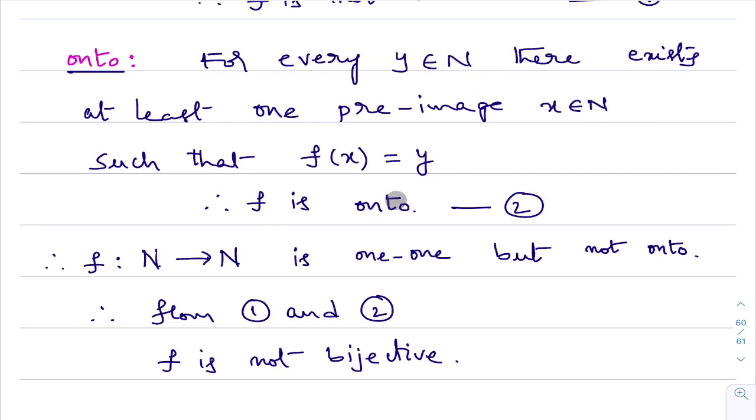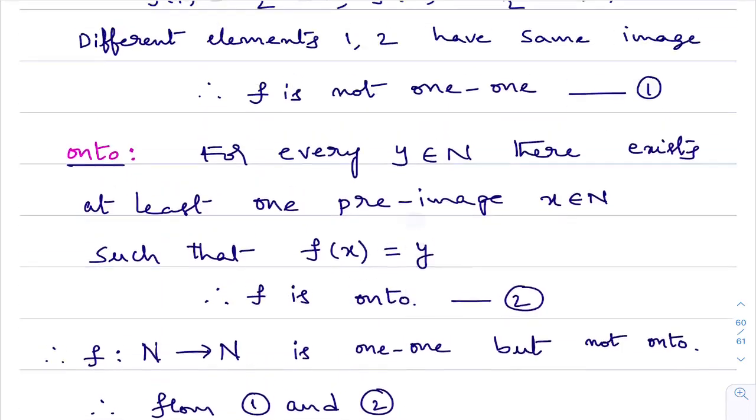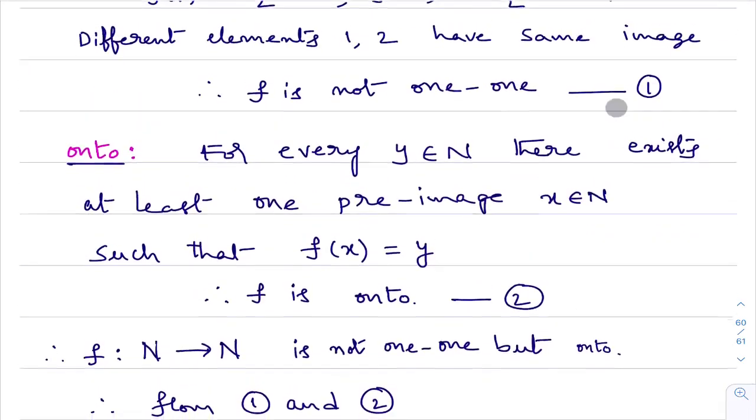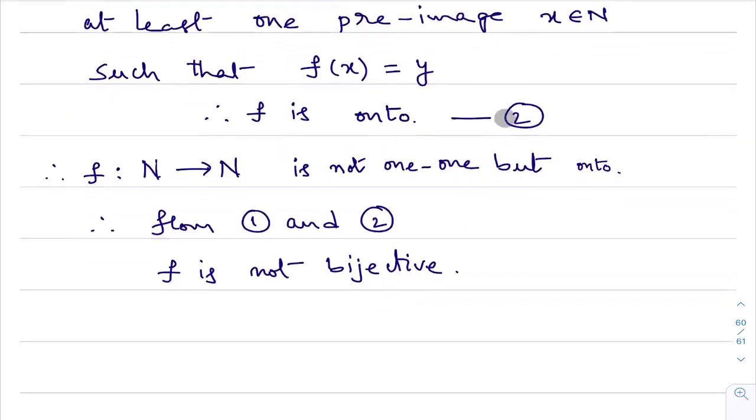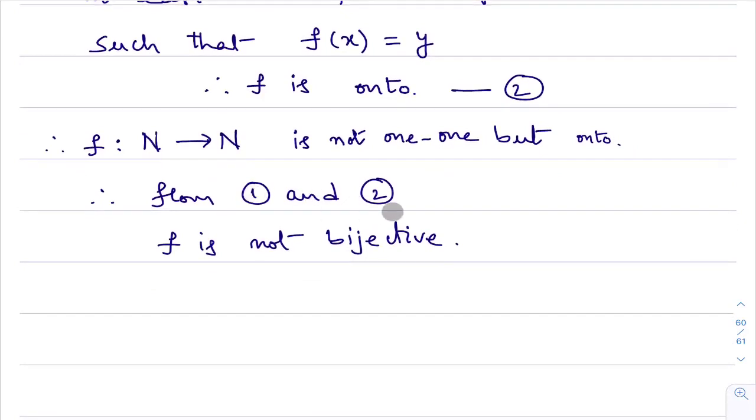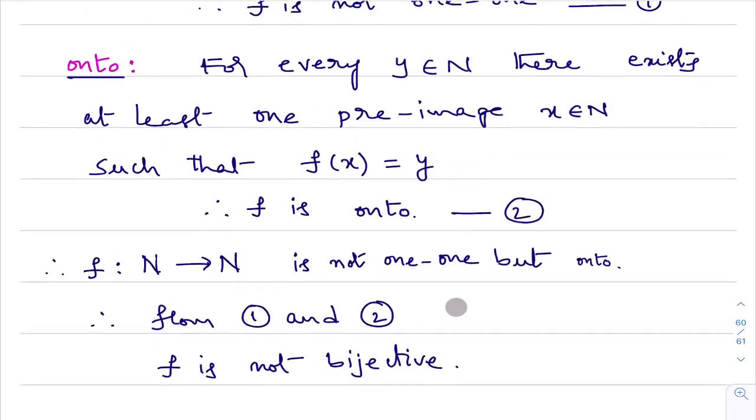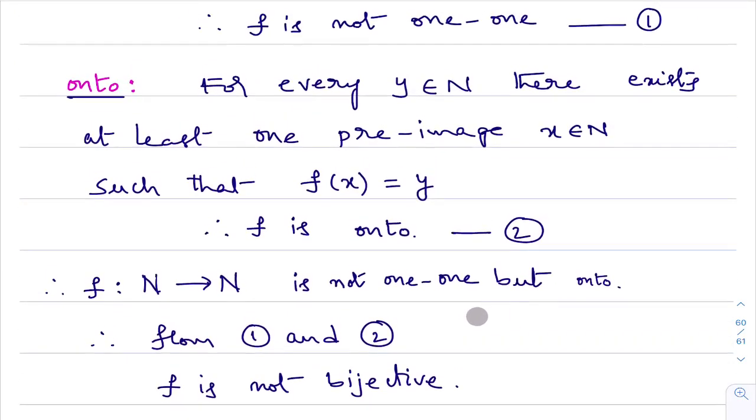Instead of this, you can write like this also. From the figure, we can easily understand that for every element in the codomain set, there exists at least one pre-image in the domain set. Therefore, f is onto. So the first one says that f is not one-one, the second one says that f is onto. So from 1 and 2, we can say that it is not bijective. When it is both a one-one function and an onto function, only then we say the function is a bijective function. In this exercise, another 3 problems are there. In the next class, we are going to complete all those 3 problems.